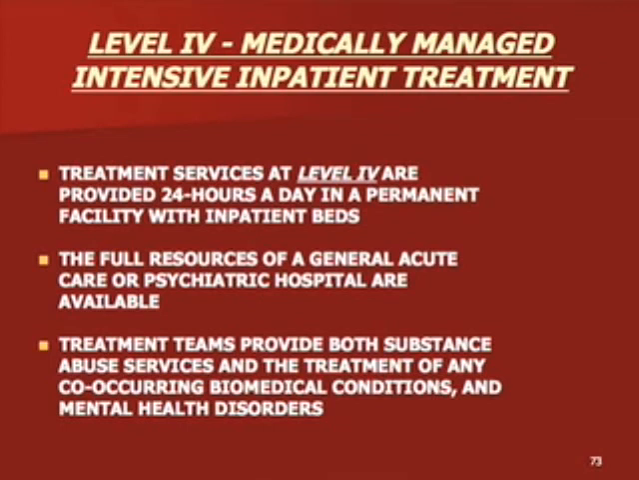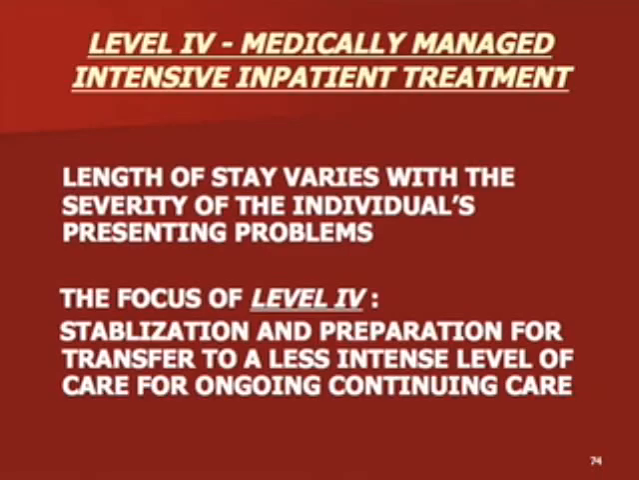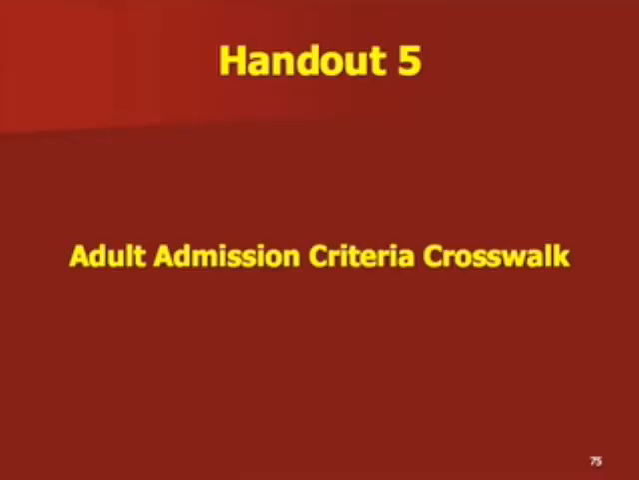You have the full resources of an acute general care or psychiatric hospital, and they provide both substance abuse services and the treatment of any co-occurring biomedical conditions and also mental health issues. So when someone goes into a level 4, you're looking at substance abuse, possibly medical conditions, and mental health issues. We also look at the length of stay varying, obviously with the severity of the person's illness. But the focus is stabilization and preparation to move to a lower level of care. The focus is preparation and stabilization, freeing up those beds.